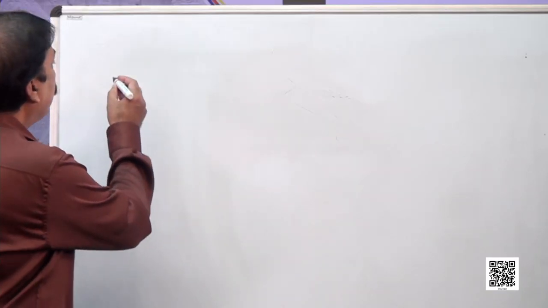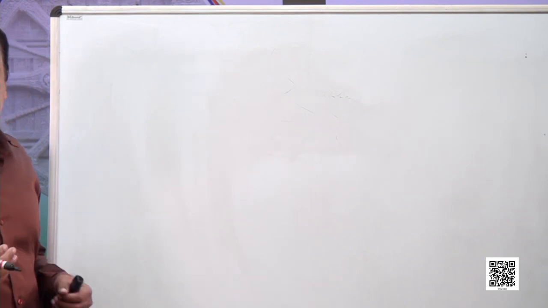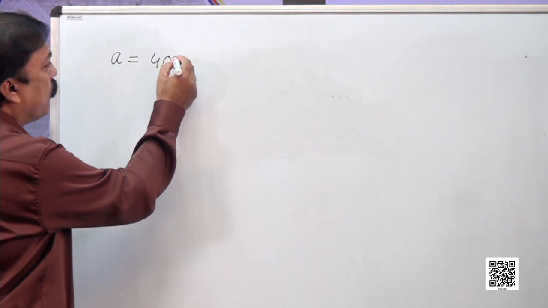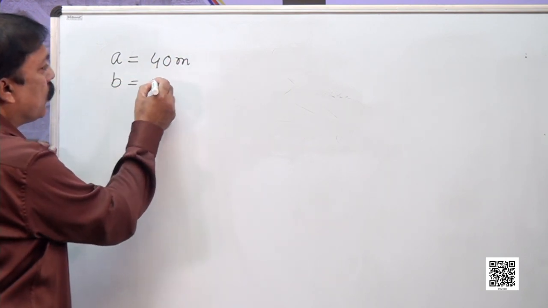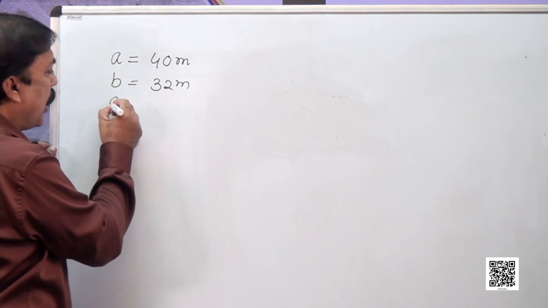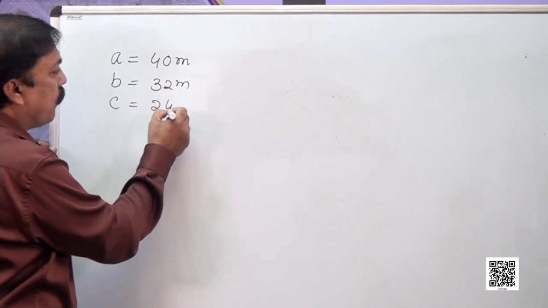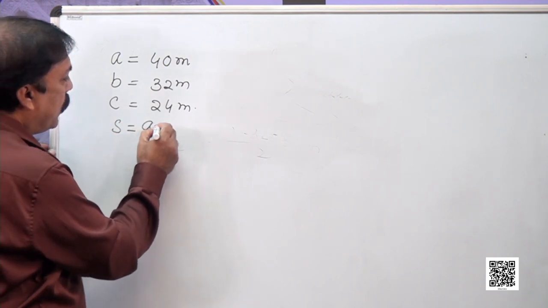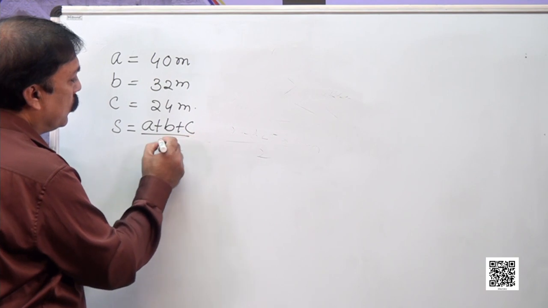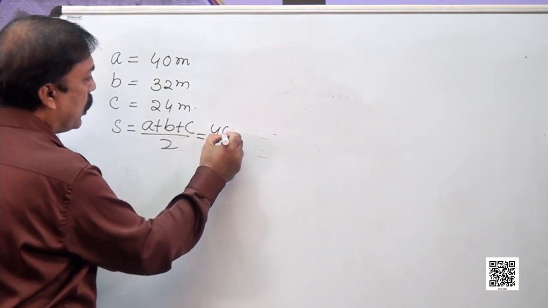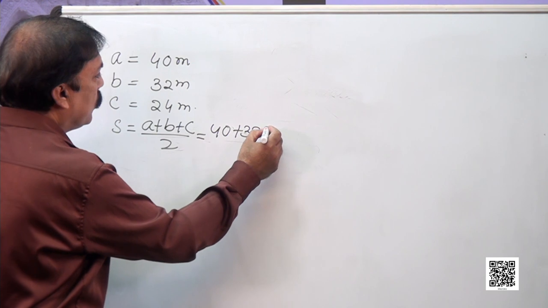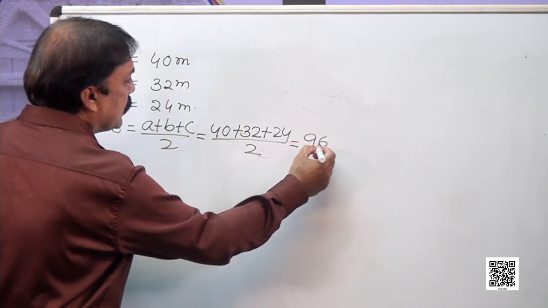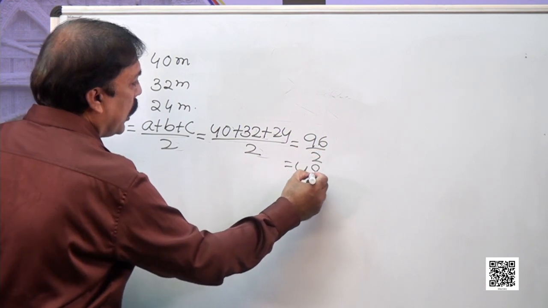As you know, this is a triangular park. So, we can write the sides as A equal to 40 meter, B is equal to 32 meter and C is equal to 24 meter. So, S is (A plus B plus C) by 2, that is (40 plus 32 plus 24) by 2, that is 96 by 2, that is 48 meters.